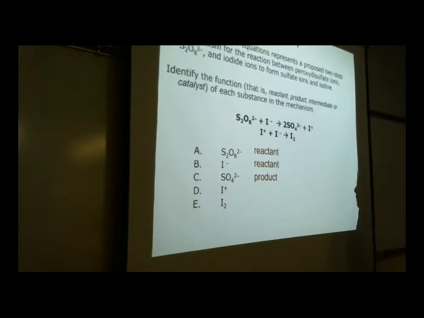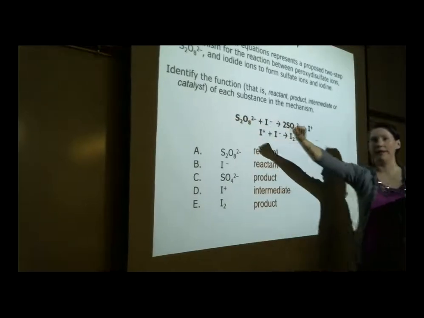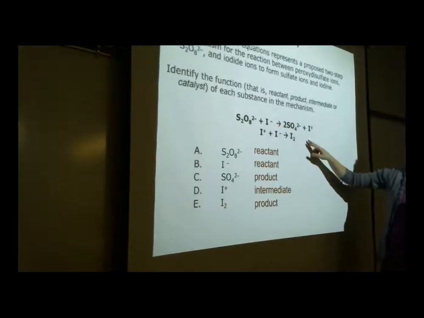What about I plus, iodine cation? That's an intermediate, good. And what about I2? Iodine, the element. It's just a product, right? Is there a catalyst in this reaction? No, no catalyst. If there was a catalyst, where would it be? It would be on this side here, and then where would it be on the end? This side here, right? It gets consumed here and reproduced here.